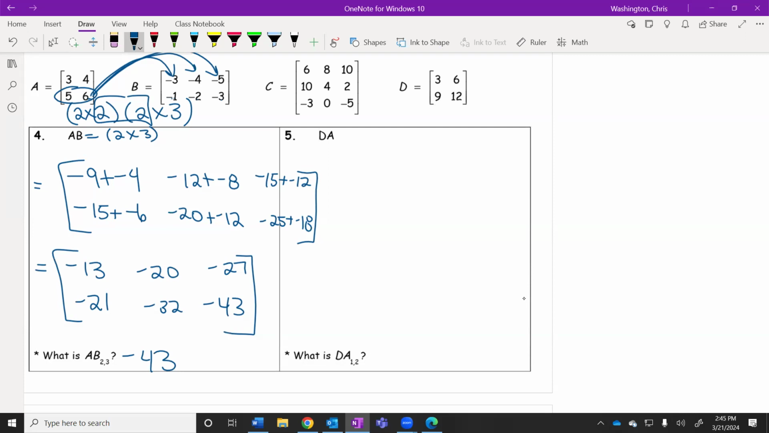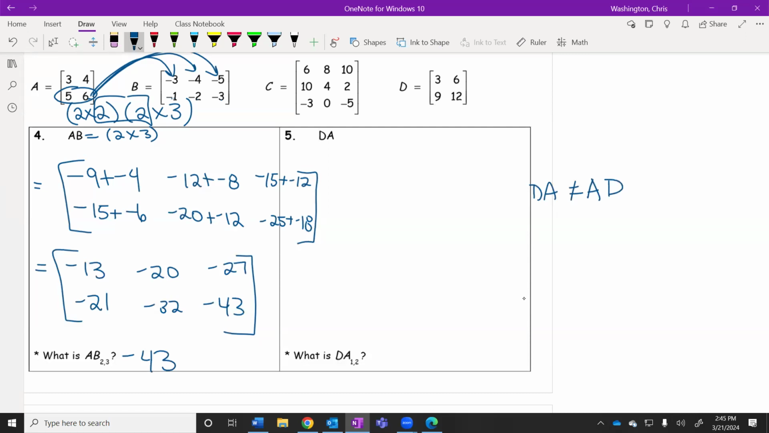Number 5, DA. DA and AD are not equal. DA and AD will not be equal. So keep that in mind. Number 5 is asking for DA. DA does not equal AD.